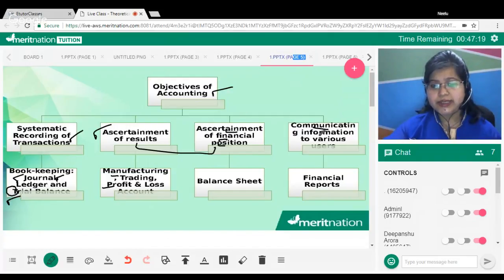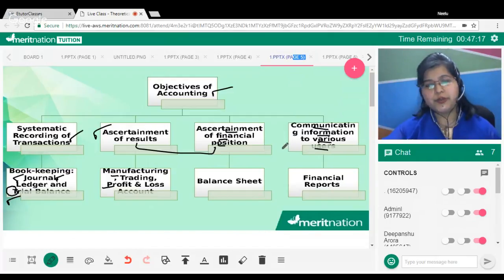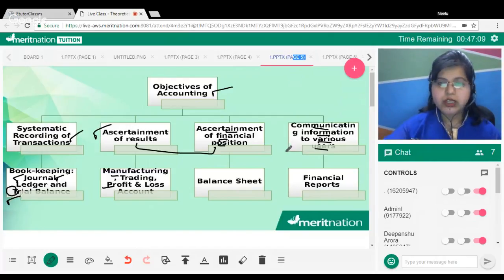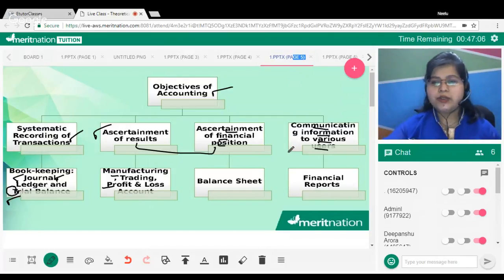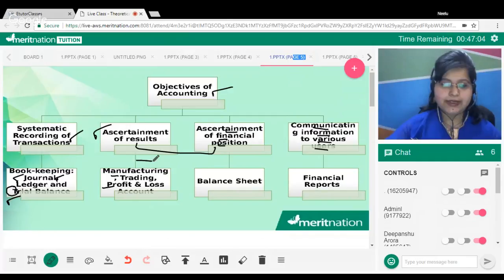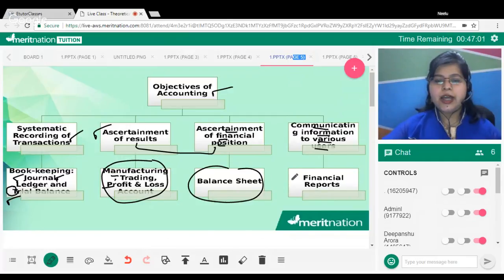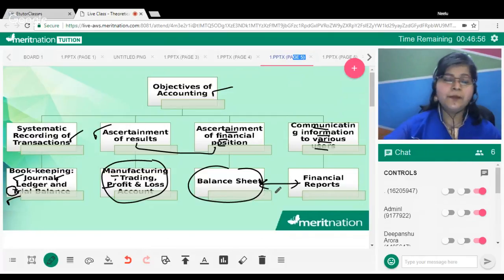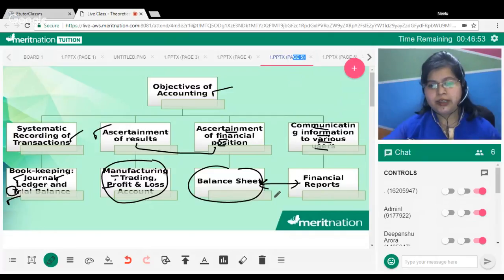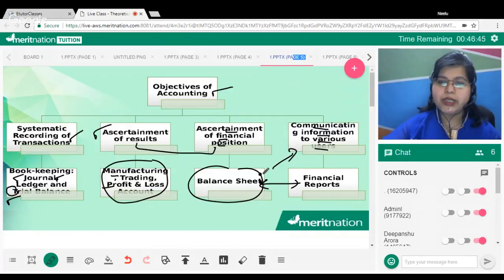Finally, the last objective is communicating information to various users. As I mentioned, a lot of people are interested in knowing what you are doing with the money in your business. So, to tell them everything, you will have to communicate the financial statements, that is P&L, balance sheet, along with certain other reports, like the cash flow statement, the ratio analysis of the organization, segment wise analysis. All of them will then be given to the accounting users. So that means we are communicating or providing the information to the accounting users.